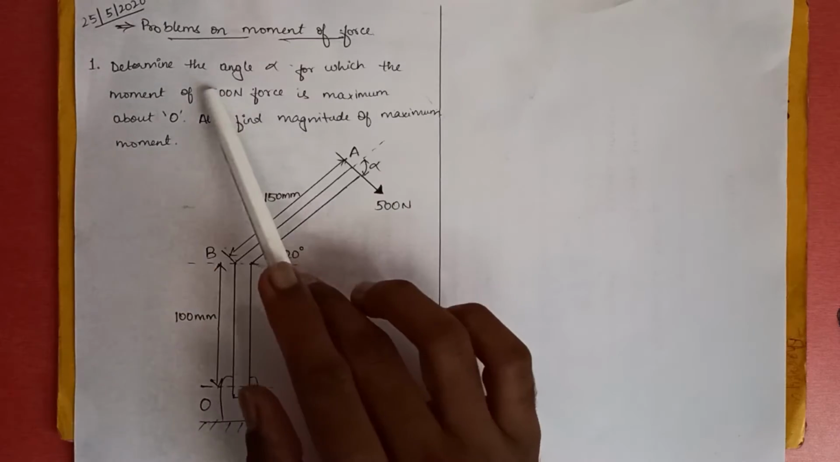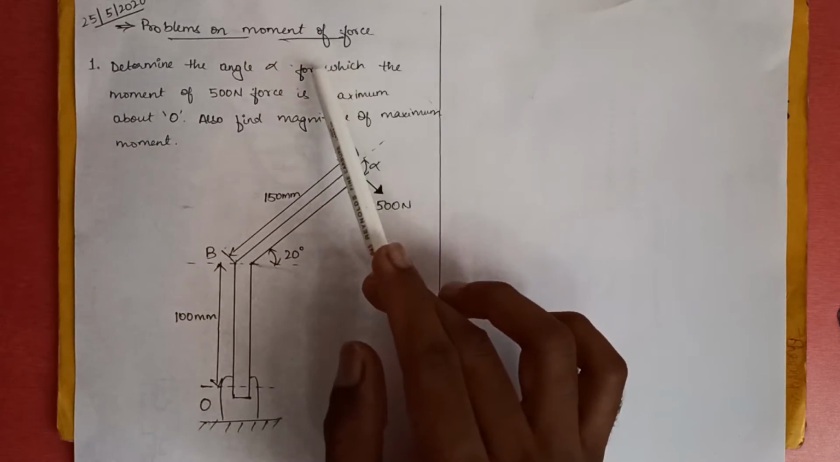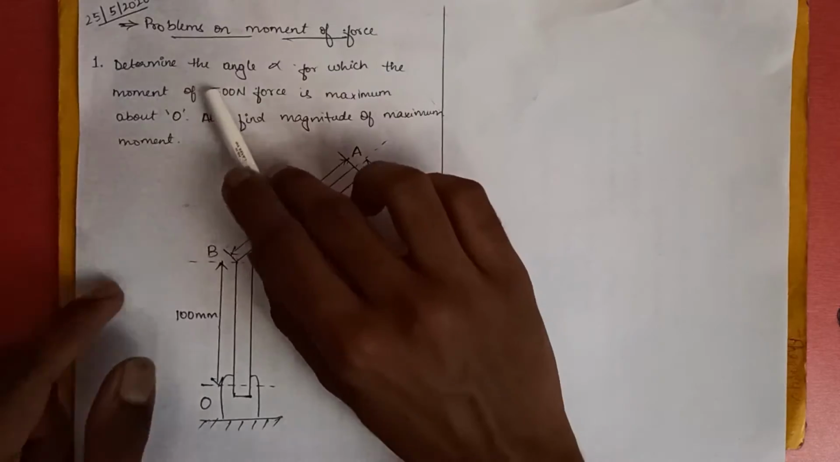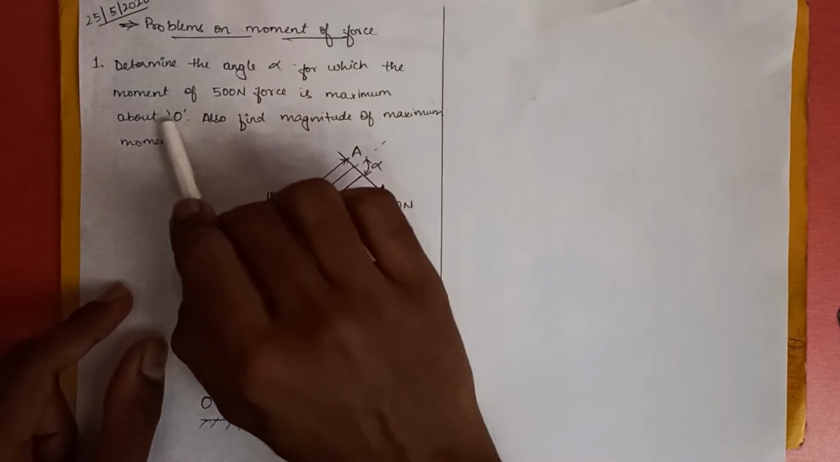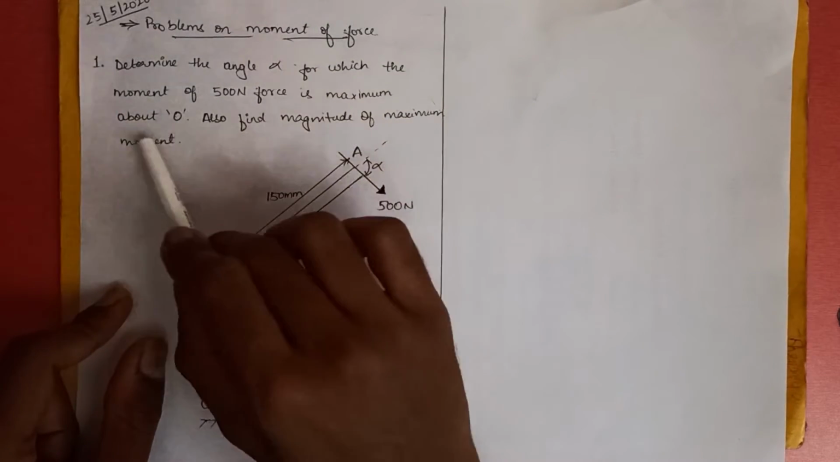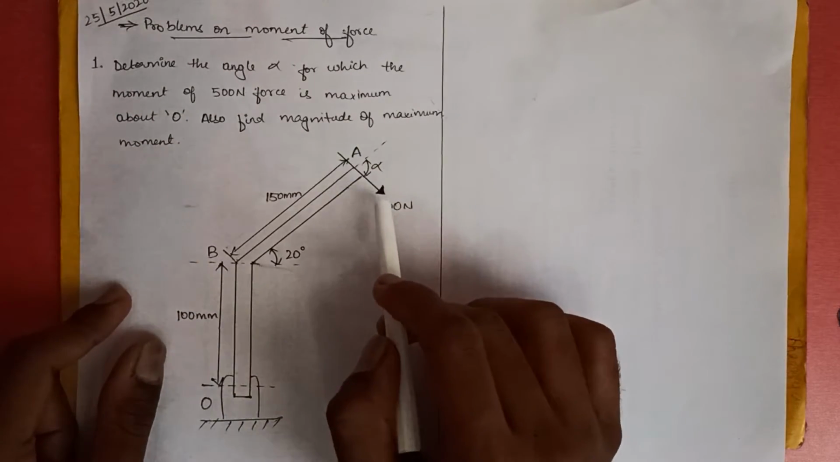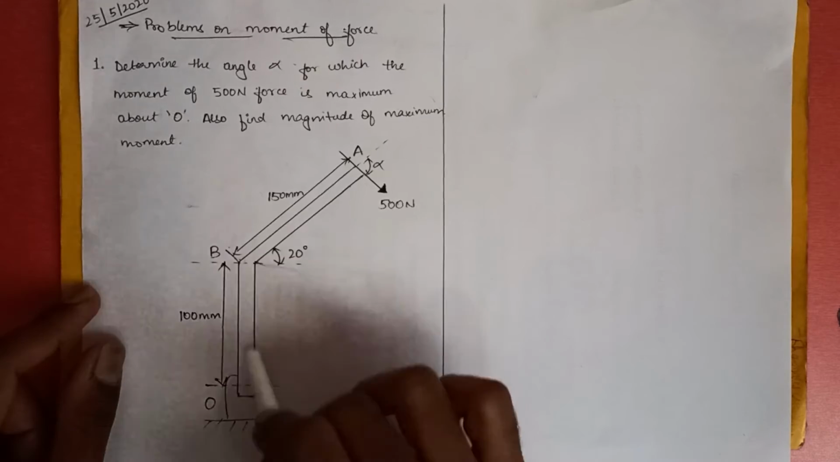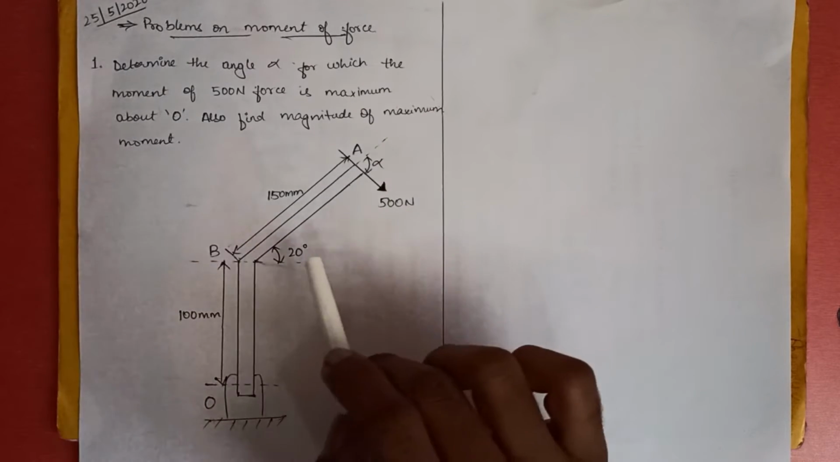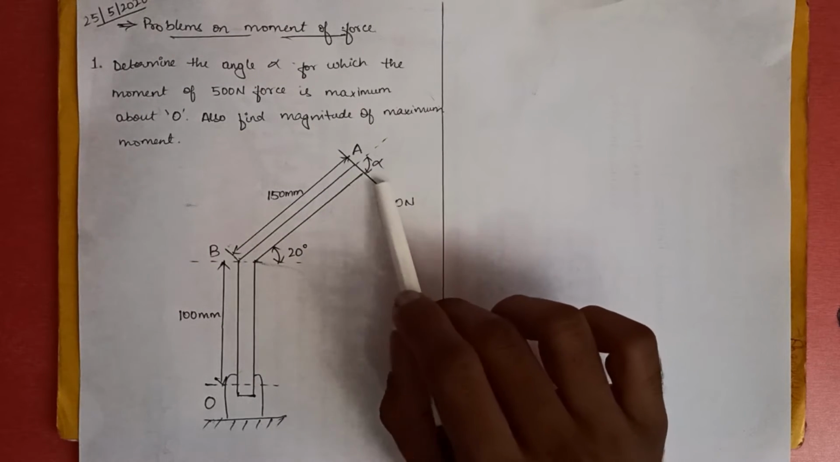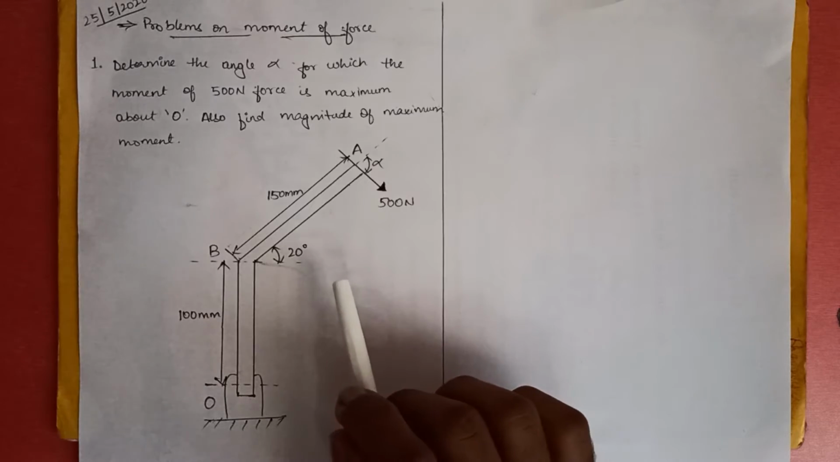To start with, we'll solve this problem based on moment of force. Okay, now let's take a look at the problem. Determine the angle alpha for which the moment of 500 Newton force is maximum about O. Also find the magnitude of the maximum moment. In this problem, they've given us a structure which has a fixed point O, and the 500 Newton force is acting at an angle alpha. Now let's see how to solve this problem.